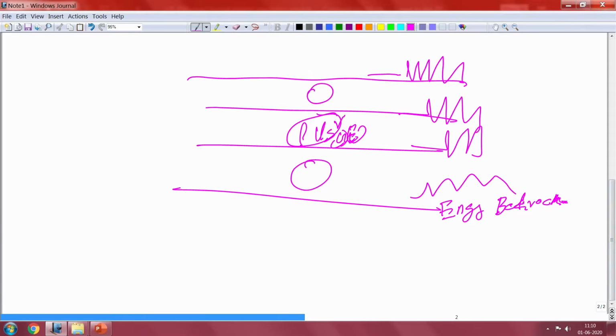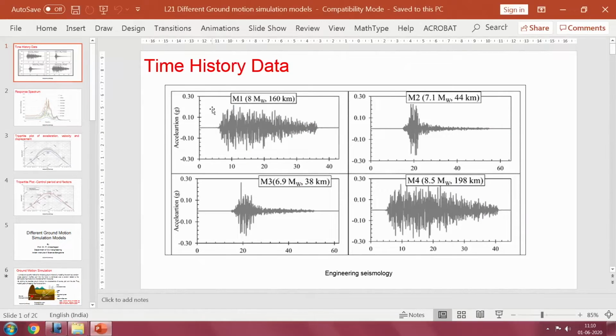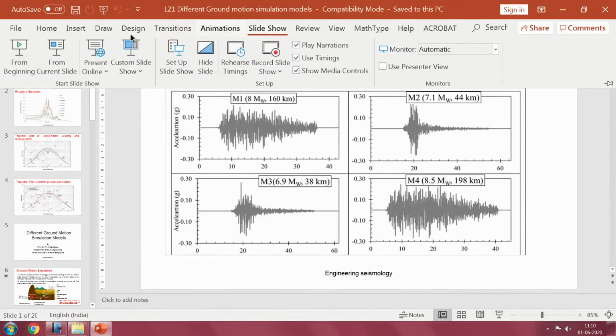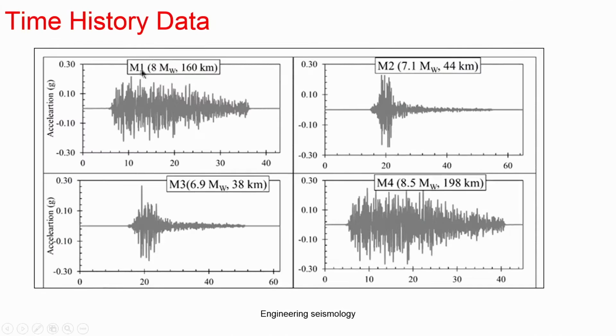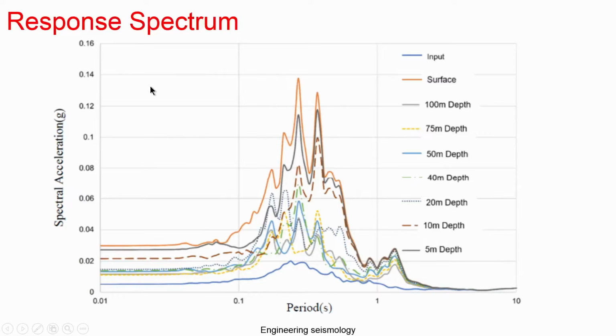So, the waveform we are getting is directly recorded data. This is called time history data, which may be velocity with time or acceleration with time. You can also measure at different levels. So, these are the time domain parameters you can get from that. The response spectrum, we have seen, is the response of a single degree of freedom system for a given earthquake.